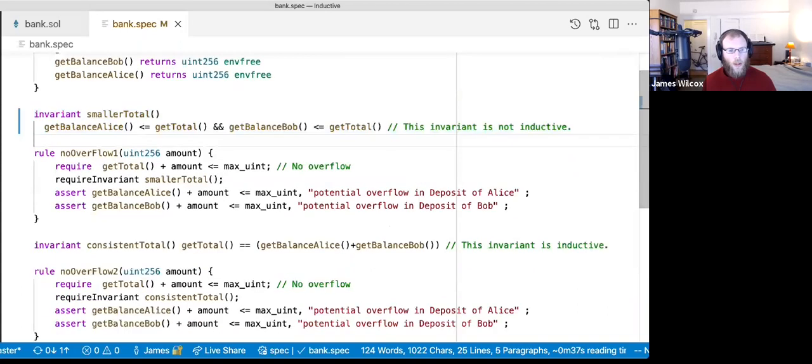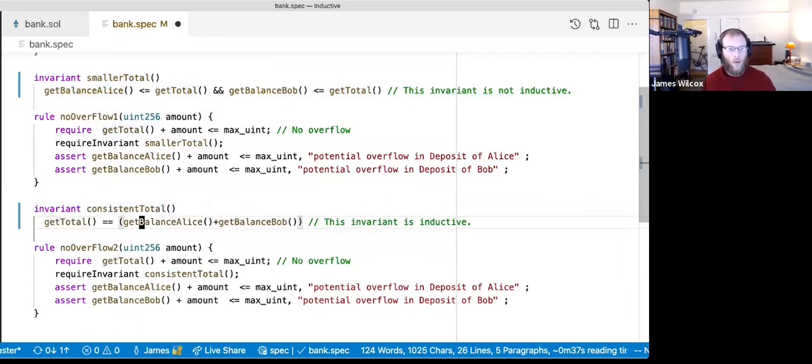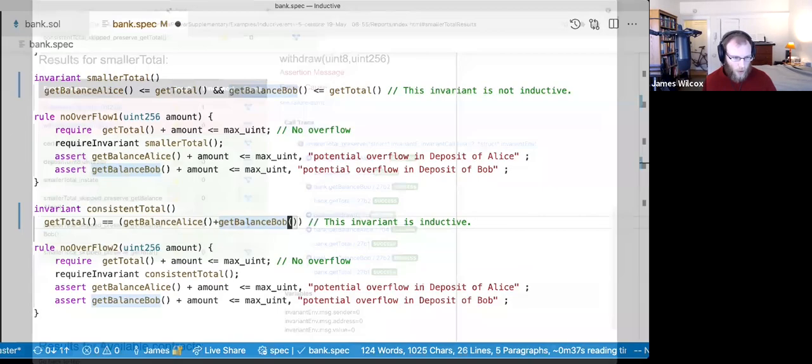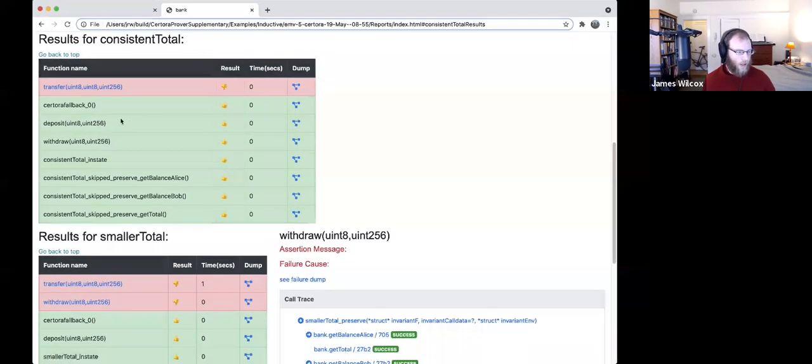So what you have to do is exactly what we did on the slides: you have to strengthen your property. It says that the total is equal to the sum of the two balances. If we go back to our report here and look at that invariant, we would expect to see this in green, and it's actually not in green. The reason is I added a function. It passes both the deposit and the withdraw function, so if I didn't have this transfer function, it would be inductive.